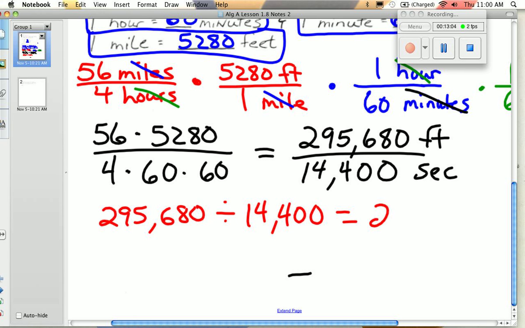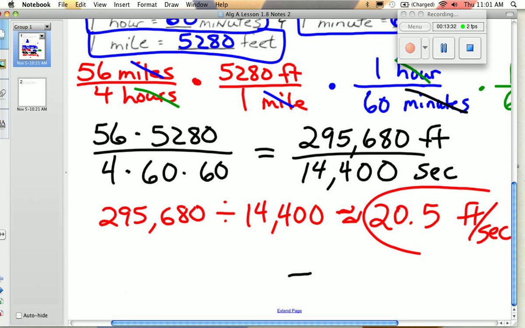Does it come out exactly? It's 20.5 for your repeating. So we're going to round to the nearest 10 if it doesn't come out nicely. So let's round to the nearest 10. 20.5. Okay. And our label would be 20 and a half what? Feet per second.